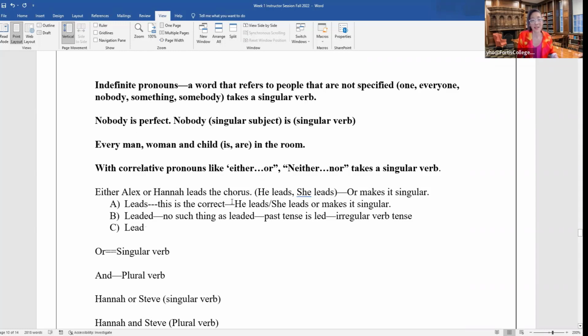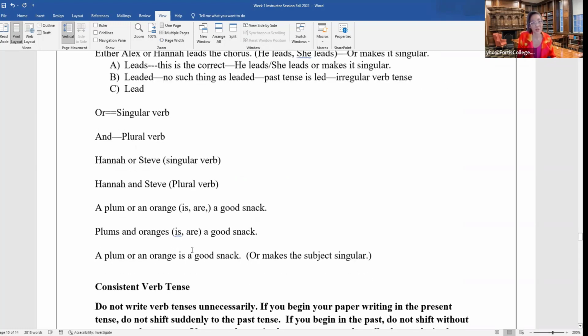Everybody got that? Yep. If I were to change it to and, that would change the answer down to C. All I have to do is change this to and and get rid of either, and then the answer becomes C. Does everybody get that? Or makes it singular. And also if I had a plural subject here, then this will also become plural. But anyway, so you get the idea.